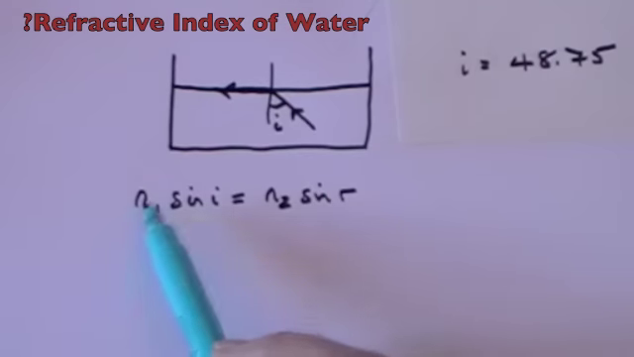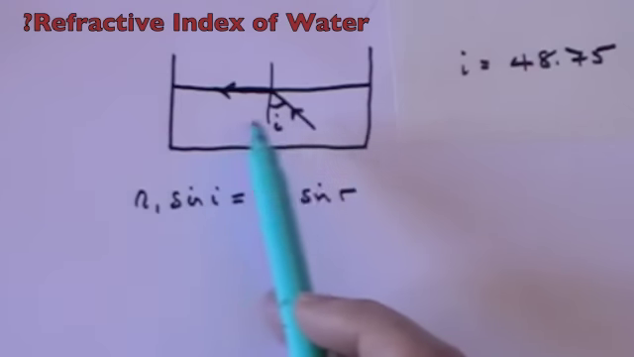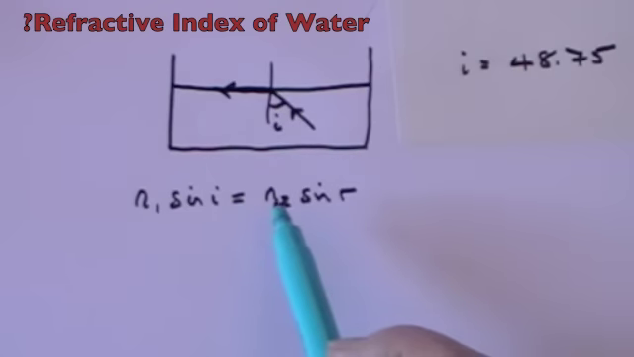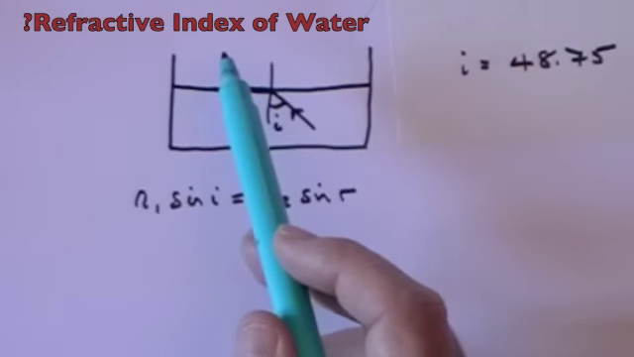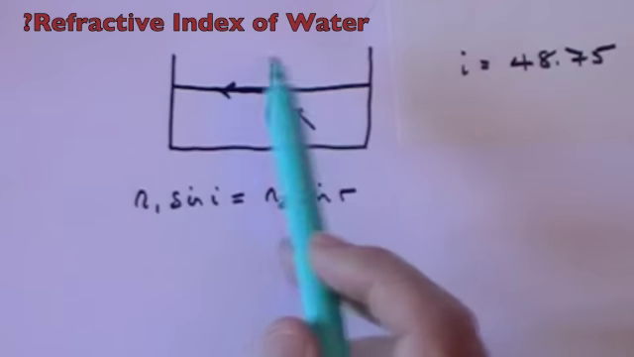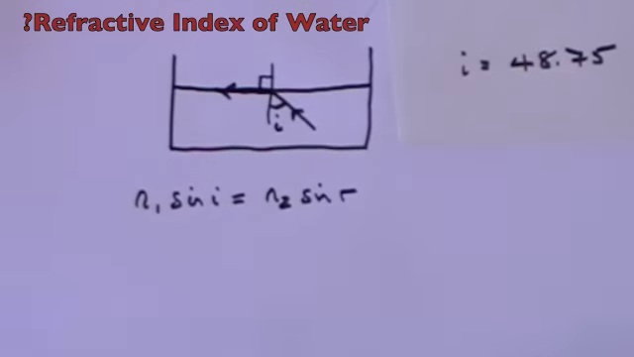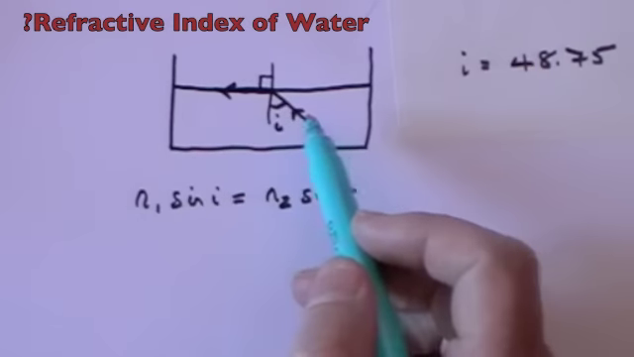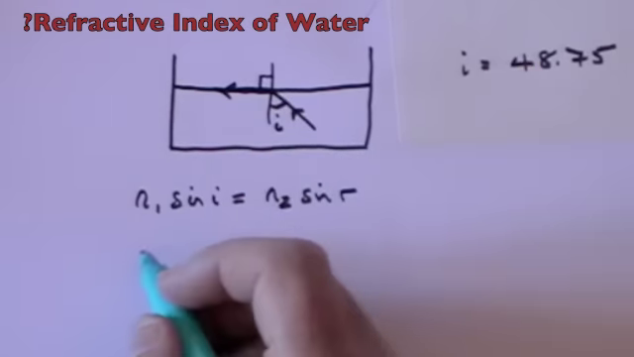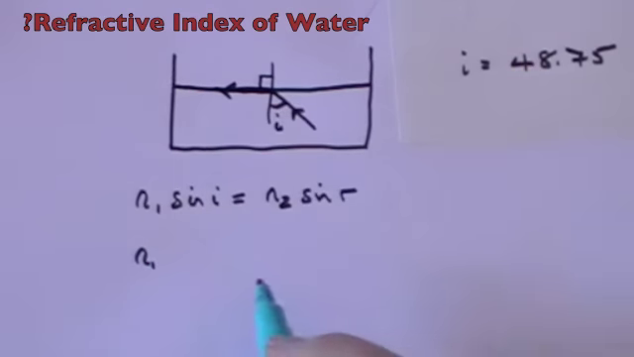So N1 is the refractive index of the material that's got the angle of incidence, and N2 is the refractive index of the material that's got the angle of refraction, and the angle of refraction in this case is 90 degrees. So N1 is the refractive index of water. That's what we're trying to find. So we don't know what that is.